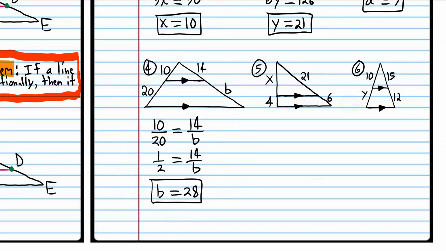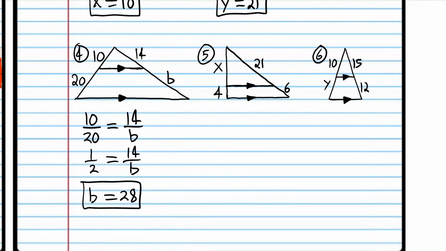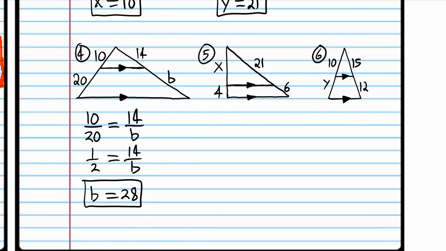And so on to the next problem here. Go ahead and try number 5. And when you come back, we'll do it together. All right, we're back. So those two lines are parallel. I know that because of the arrows.